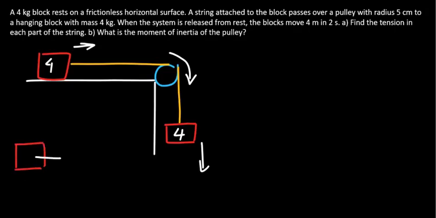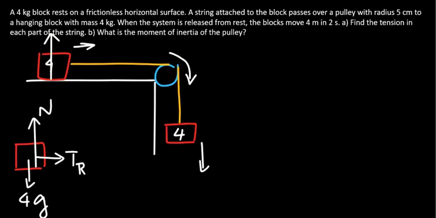Well, there is tension in this cord. I'm going to label it as T sub R. The direction of that tension acting on that 4 kg object is to the right. Of course, there is this weight, 4 times gravity, 4 being its mass, and then there is normal force acting like that from that horizontal surface onto that mass.